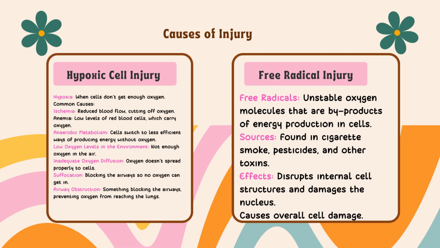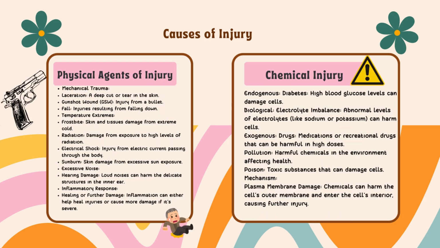Hypoxic cell injury is when cells don't get enough oxygen. An example of this is suffocation or airway obstruction. Free radicals are unstable molecules that damage the cells in your body, and these can be found in cigarette smoke, pesticides, and other things. Physical agents of injury are things like a gunshot wound, falling, or frostbite. And chemical injury is things like poison, recreational drugs, or overdosing.